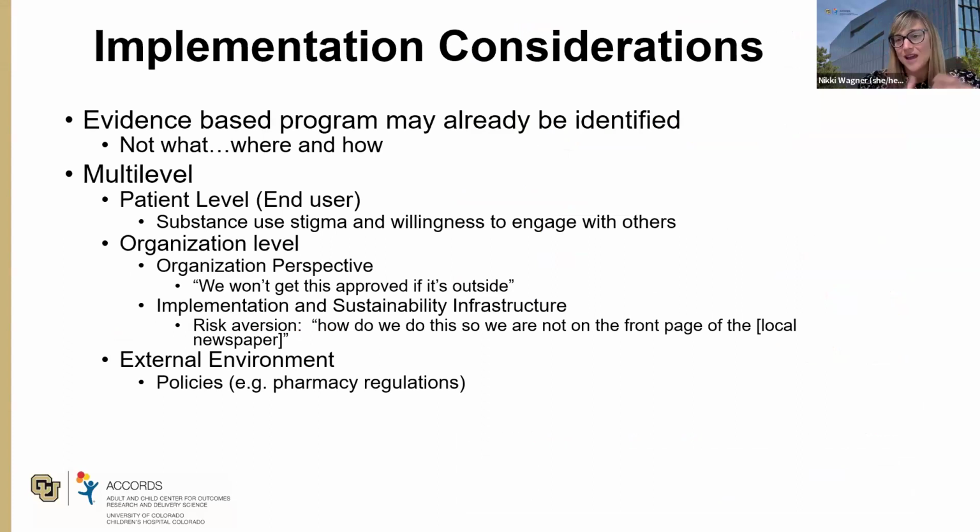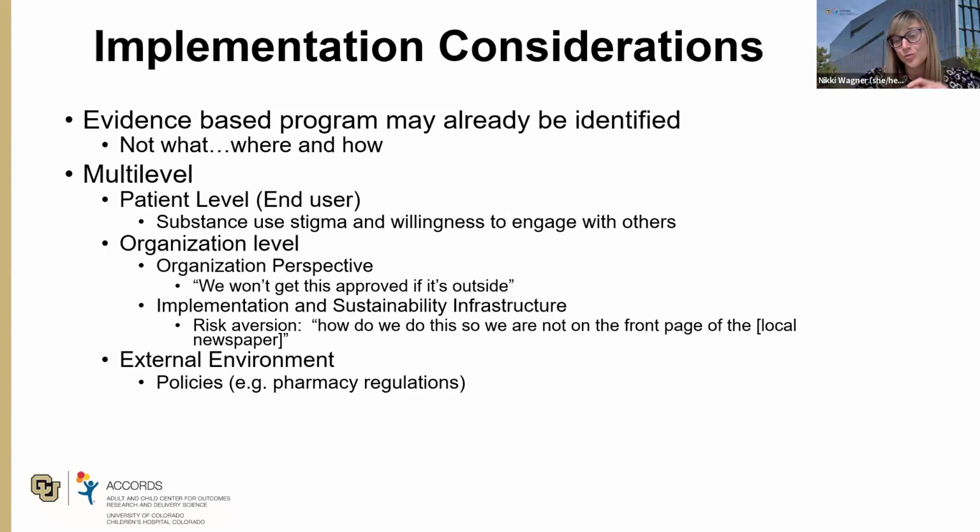But one of the challenges I faced is that I'm using this a little bit different than how it's normally used. So we're trying to use this as a way to implement a new program. So it's not really identifying what needs to be changed in this community, but more where and how. And so we had to adapt it a little bit. And the other implementation consideration is that we have these multi-layers of people involved in this. We have organization that we need to consider. For example, one of my sites said, we won't get this approved if it's outside. So we need to think about inside locations. I had another site that was thinking about risk aversion.